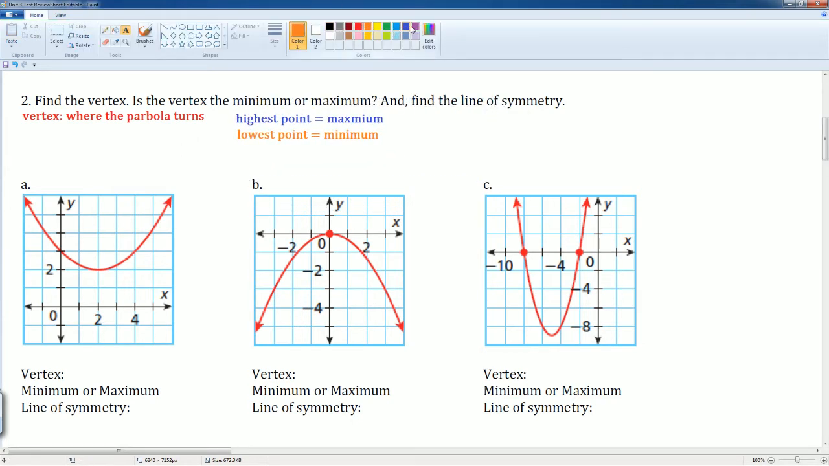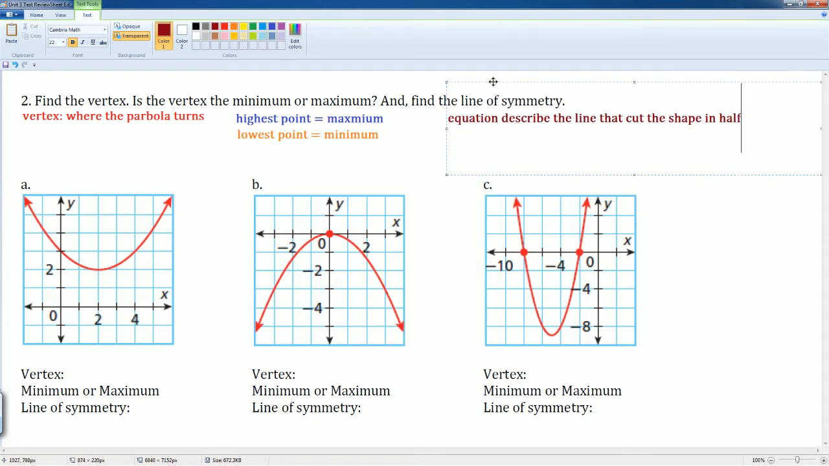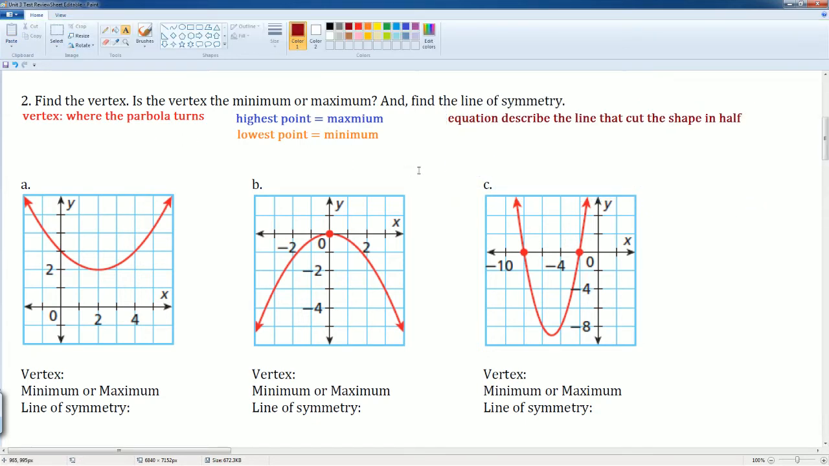Then the line of symmetry is going to be the equation that describes the line that cuts the shape in half. All right, so we write these words so you have an understanding of what we're doing.